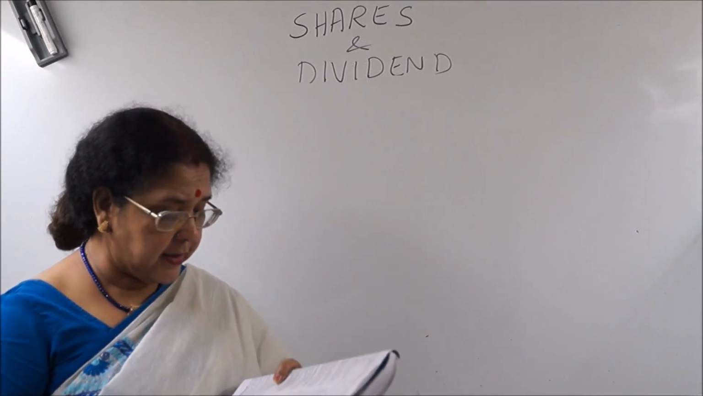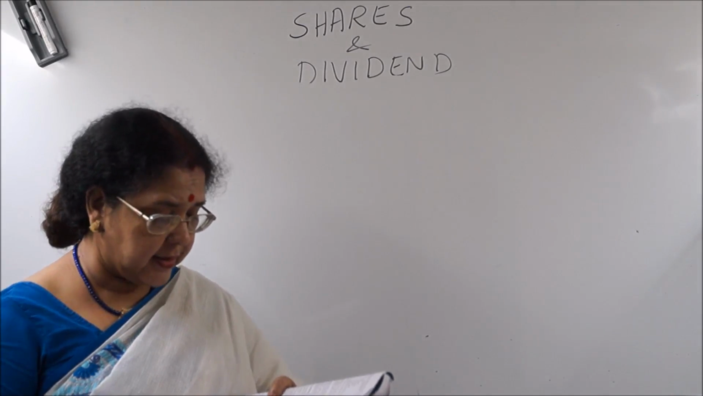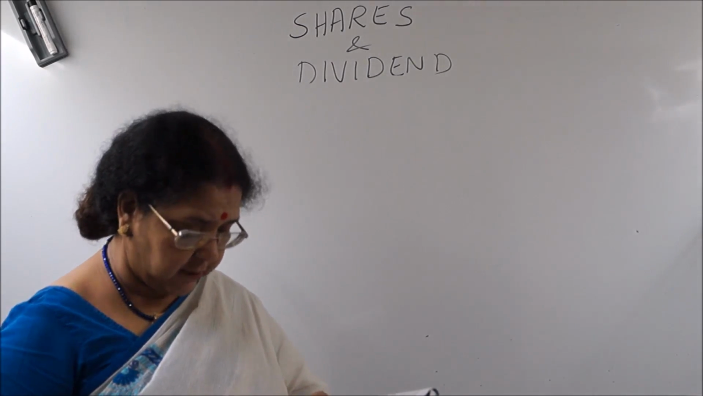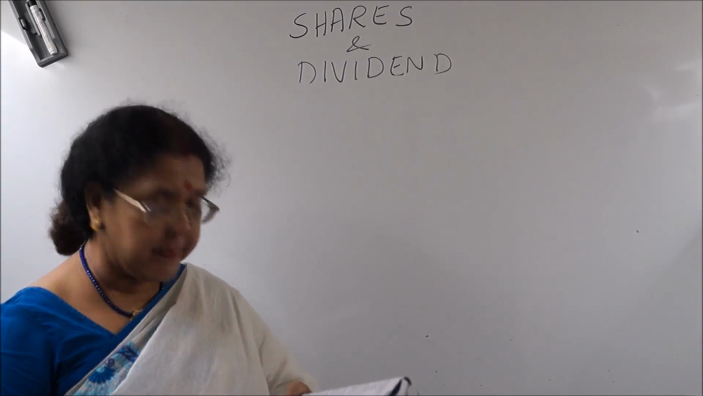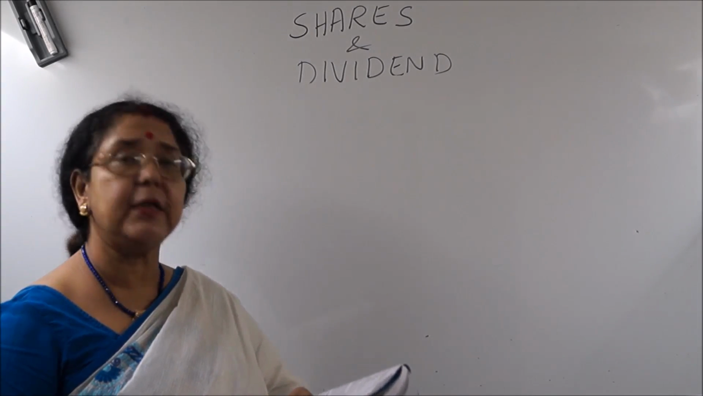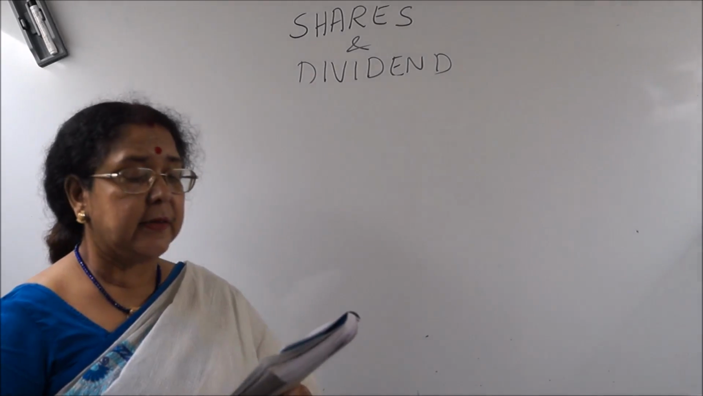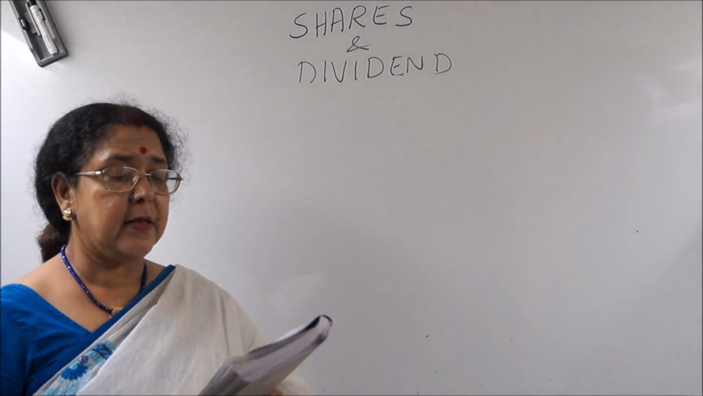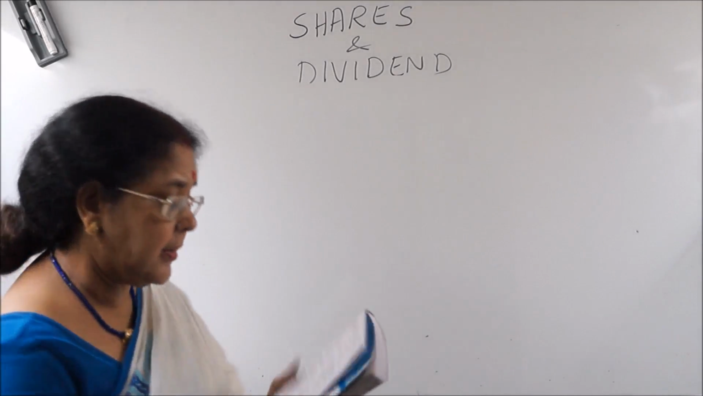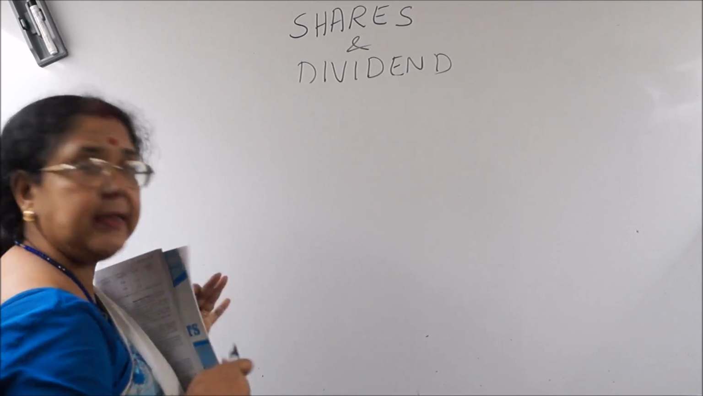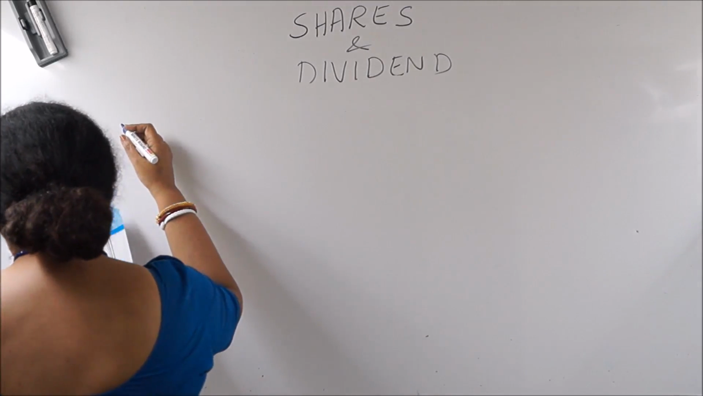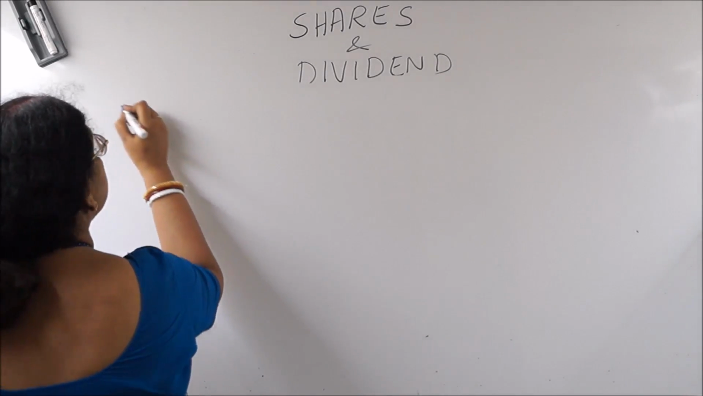A man invests rupees 16,800 in buying shares of nominal value rupees 24 and selling at 12% premium. The dividend on the shares is 15% per annum. Calculate the number of shares he buys, and second one, calculate the dividend he receives annually. So let us first write the data that we have. We have investment as rupees 16,800.